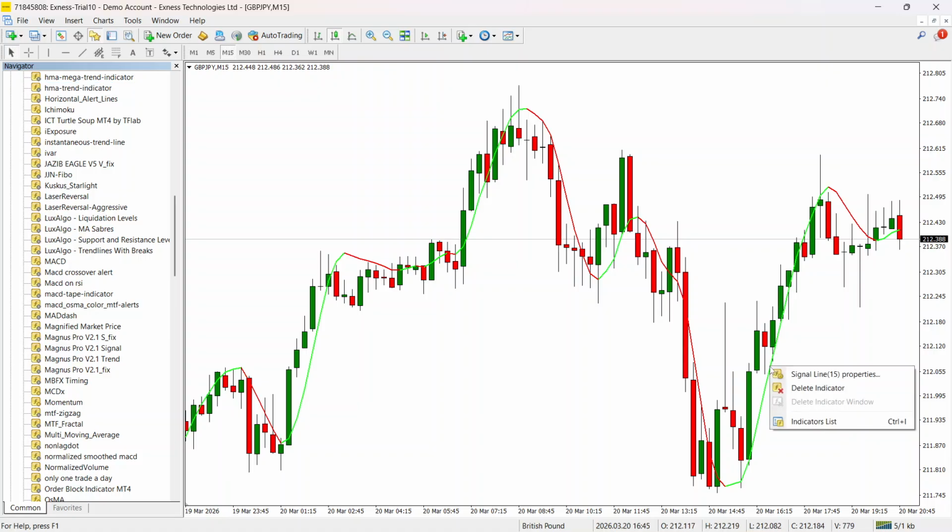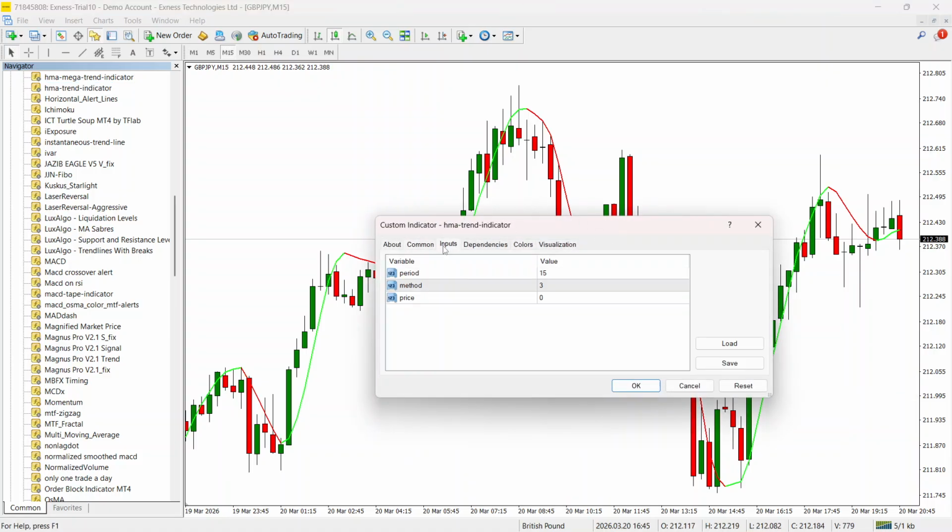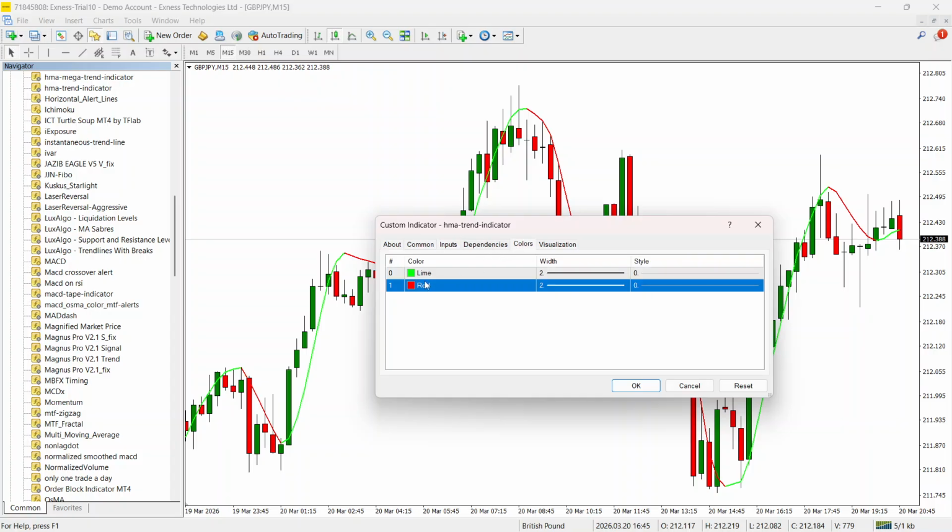Now let's move over to the settings. We have the period, which is the HMA period, and we have the method and price, which control how quickly trend changes are recognized and the sensitivity of the HMA. We also have the color of the line and the color changes. It's 1 for red being bearish and 0 for lime green being bullish. We have the thickness too.